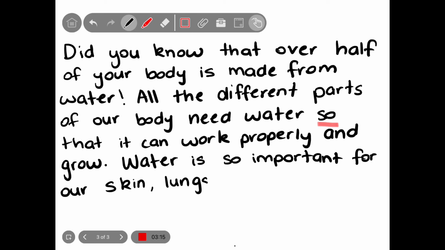And now I'm listing some things, so I'm doing a comma. So skin, lungs, heart. And to write down the last thing that I'm going to list, this is where I do the word and.